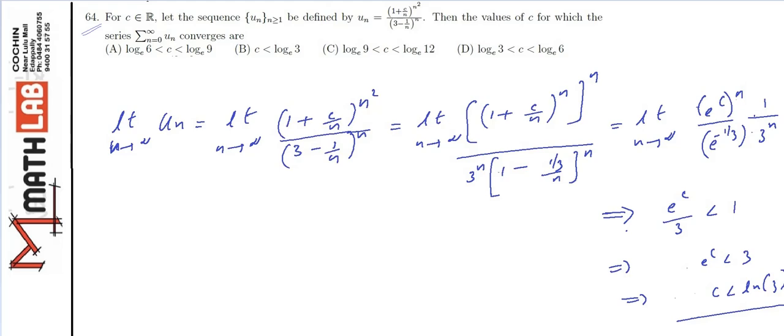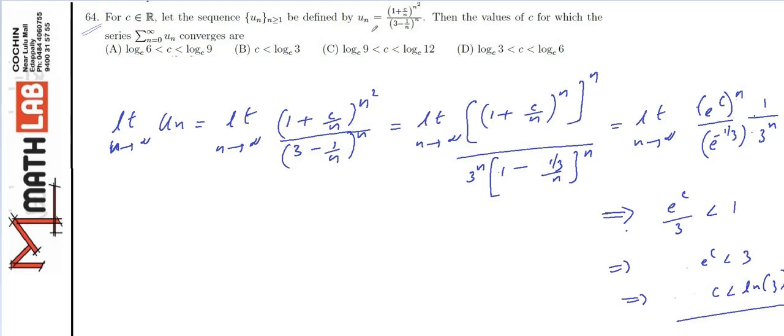Alright, so c is a real number and a sequence is defined as un equals (1 plus c by n) to the power n square by 3 minus (1 by n) to the power n. Then find the values of c for which the series converges. So we are supposed to find the values of c where this series sigma un converges, right?